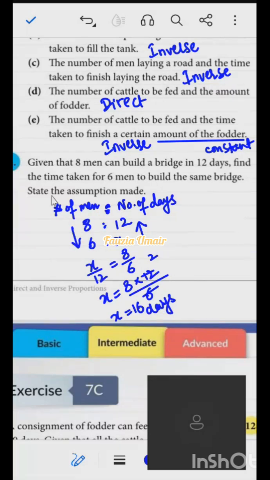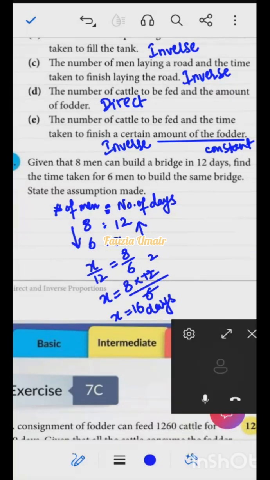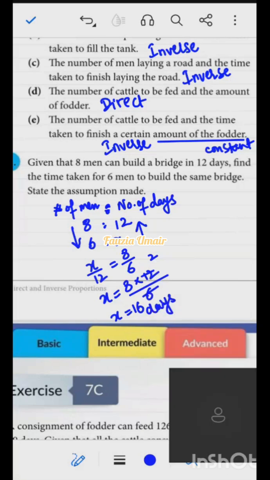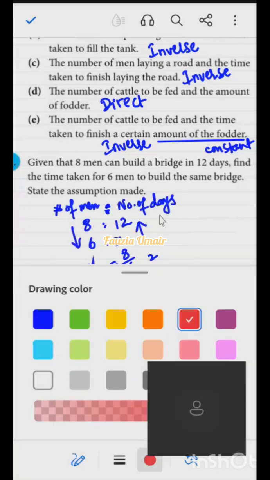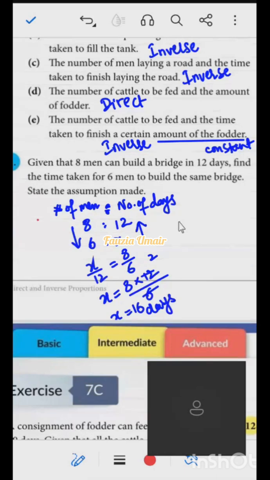Now they're saying state the assumption made. So can anyone tell me what can be the assumption in this question? क्या हमने assume किया? Like क्या चीज हमने constant रखी थी? Men and the days have changed. What can be the time taken as a constant? The time each man works daily. So that's right. So the work quality may be. So we are assuming कि हर बंदा एक जितना काम कर रहा है. ठीक है? This is the first assumption we can say.